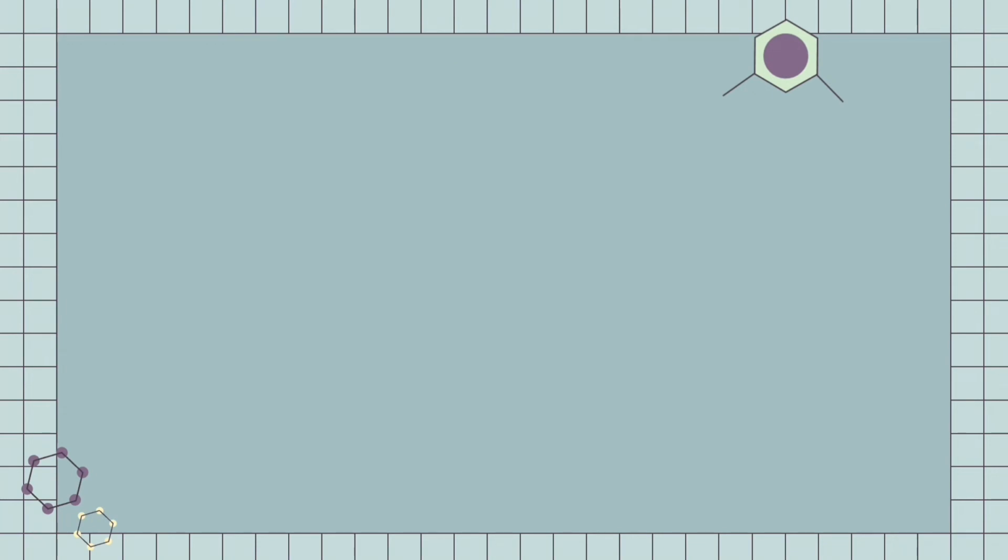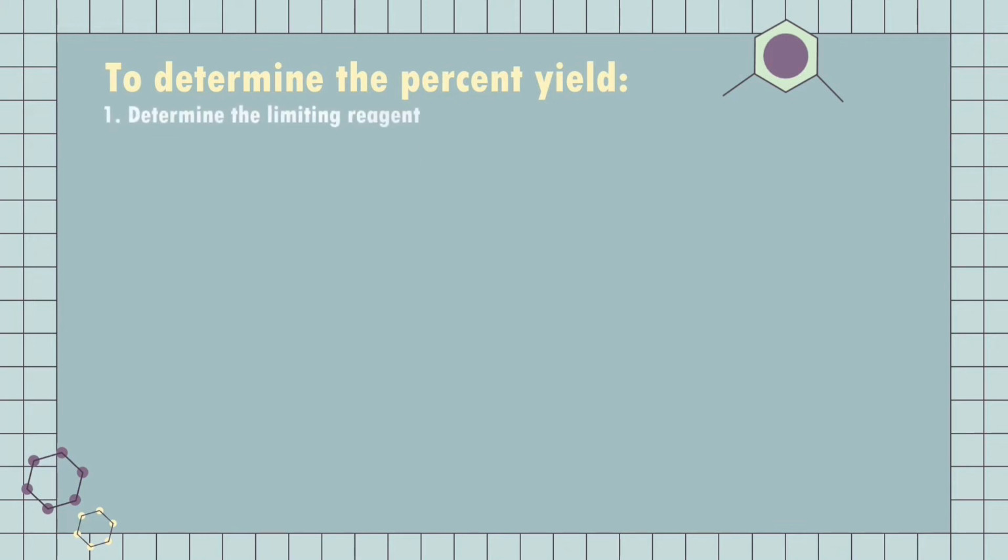Now that we're done with finding the limiting and excess reagent, let us advance further in this topic by discussing how to determine the percent yield, which likewise involves determining the theoretical yield. To determine the percent yield, there are just 3 basic steps that we need to follow. First, identify the limiting reagent. Most of the time, the limiting as well as the excess reagent are already given in problems involving percent yields. However, if they are not given, then we can apply the 5-step solution expounded earlier.